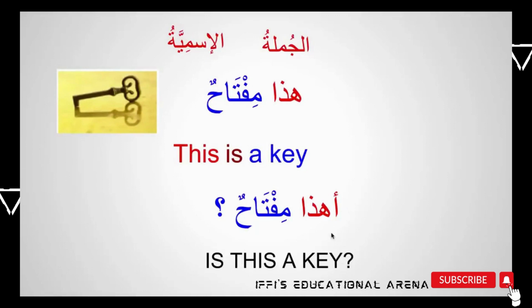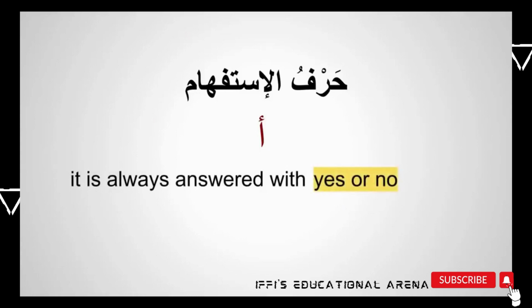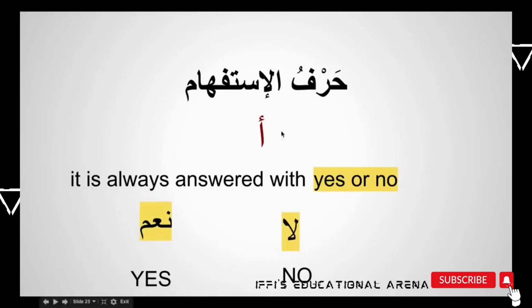So if you see here, the tone of the sentence is changed. It is like a rhetoric question, like you are expecting some answer. So when you say أهذا مفتاح, is this a key? The answer always begins with either yes or no. If you're asking, is this a key? Either you say, yes, it is a key, or no, it is not a key. So how do we say in Arabic? Say, na'am means yes, and la means no. So whenever you see a, then the answer always begins with either na'am or la.